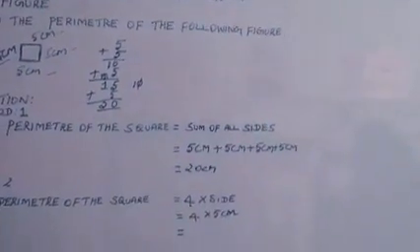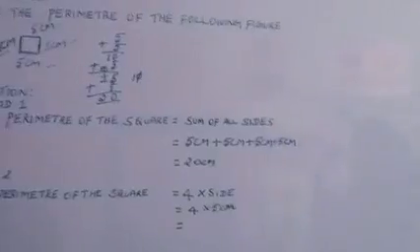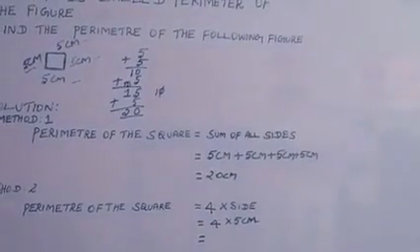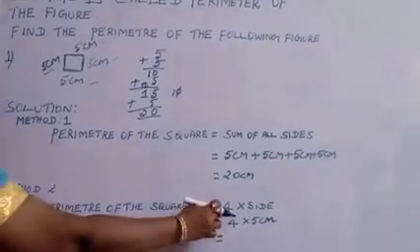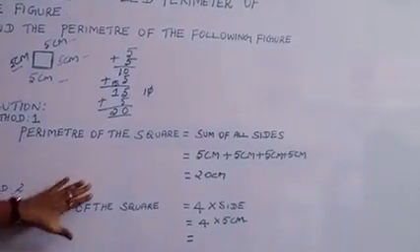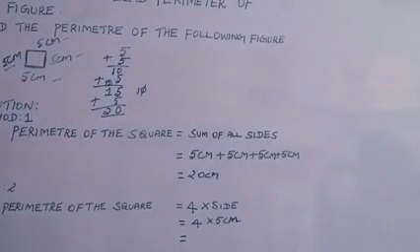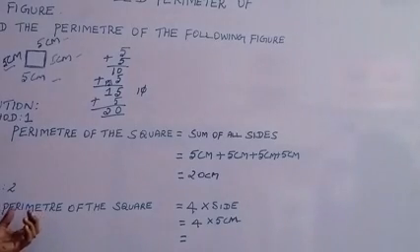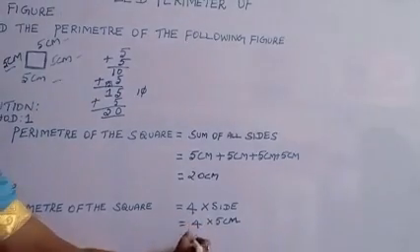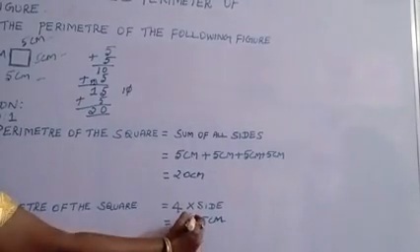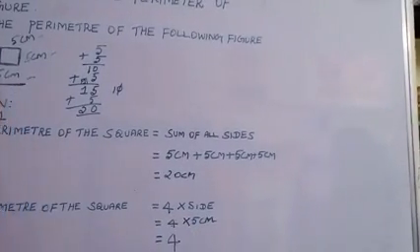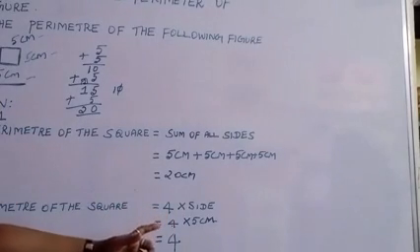Then, the second method: perimeter of the square is equal to 4 into side. That is the particular formula for the square. So, 4 sides, so 4 times the side. That is the particular formula for the square. So, you write 4 multiplied by, and what length have they given here? 5 centimeter. So, I put there 5 centimeter.